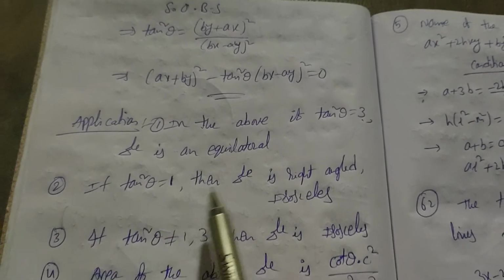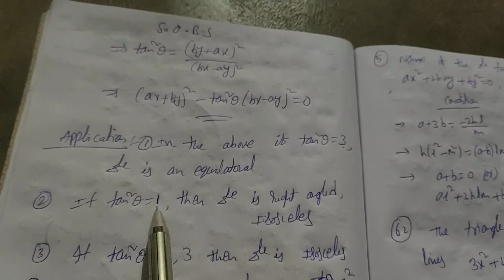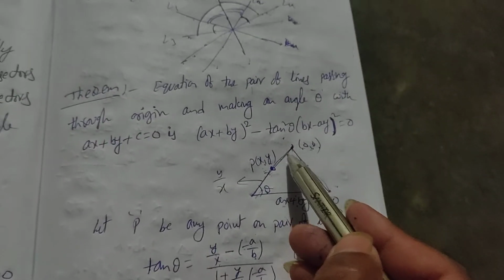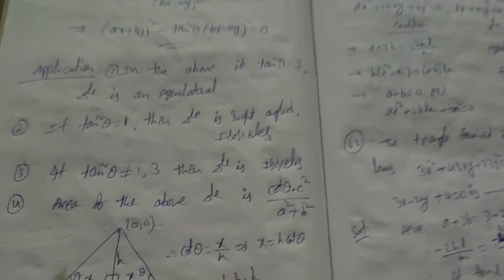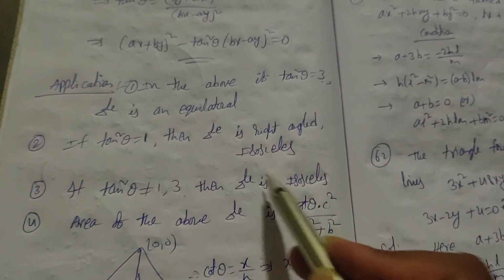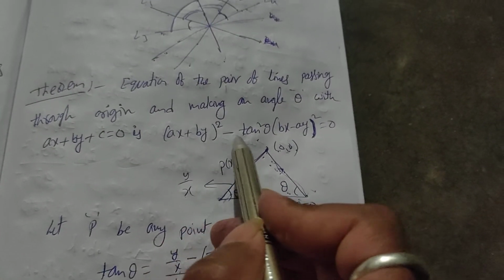If tan square theta is equal to 1, then the triangle is a right angle isosceles, because tan square theta equal to 1 means tan theta is also 1. When tan theta is 1, theta is 45 degrees. If two angles are 45 degrees, then the third angle becomes 90 degrees. So it is a right angle isosceles triangle. If tan square theta is not equal to either 1 or 3, if you get any other number, then the triangle is only an isosceles triangle.